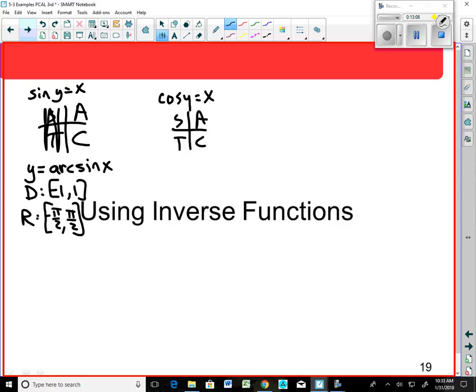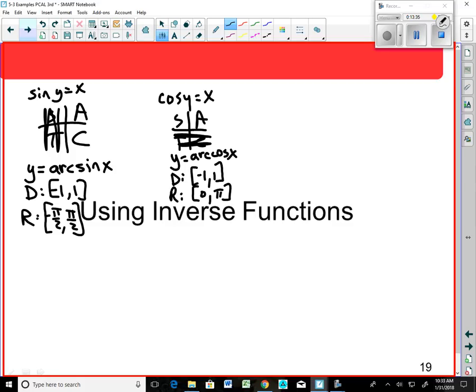Say it again. The top two, yep. And so here the cosine is positive, here the cosine is negative. So y equals the arc cosine of x. Our domain is still from -1 to 1, and our range this time is from 0 to pi.